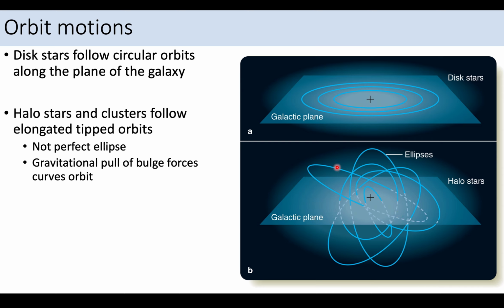So there's two different types of orbits. Either you're in the disk and you are running around that track of that disk, or you are in the halo, that spherical component, and your orbit is going to be tipped in or out of that galactic plane.